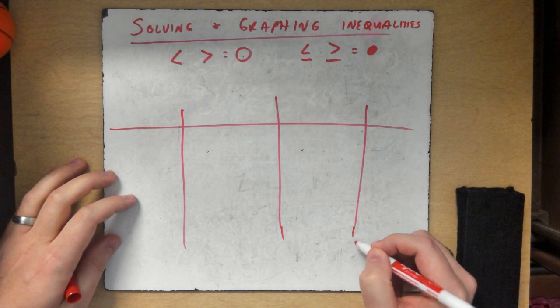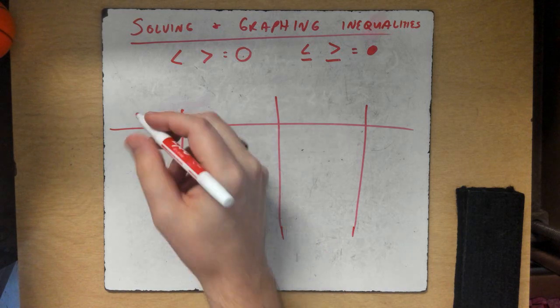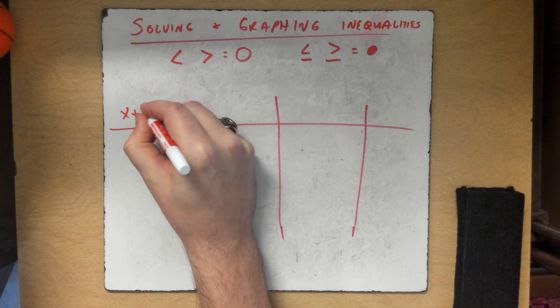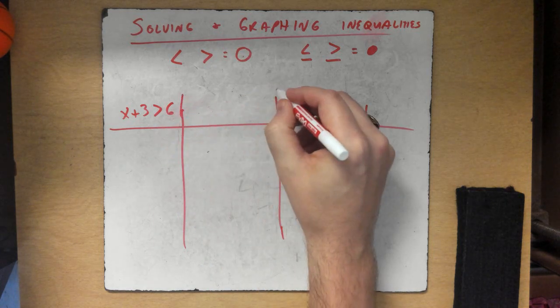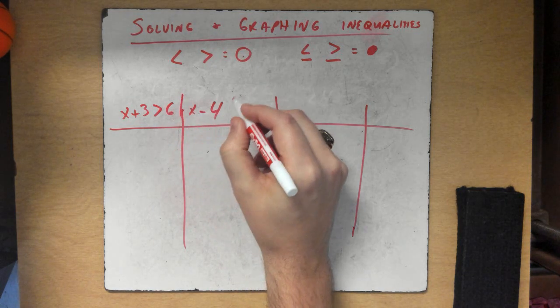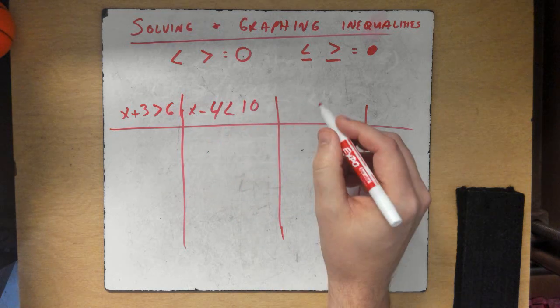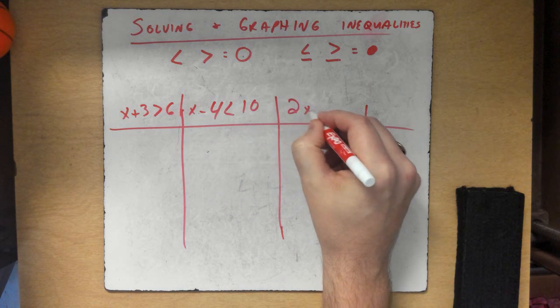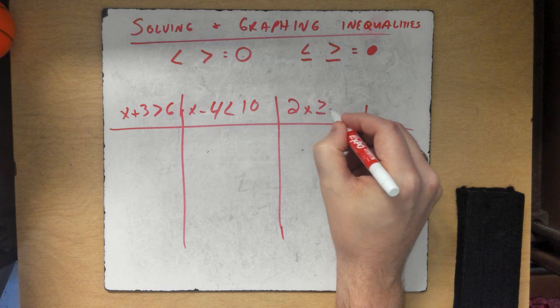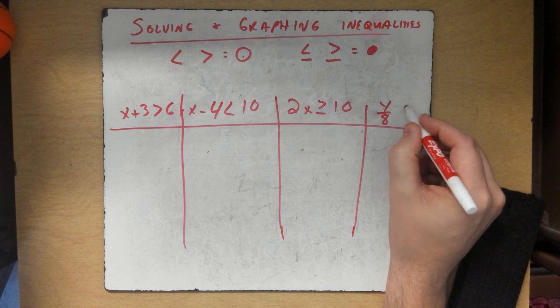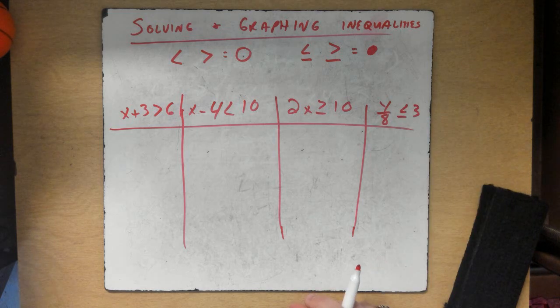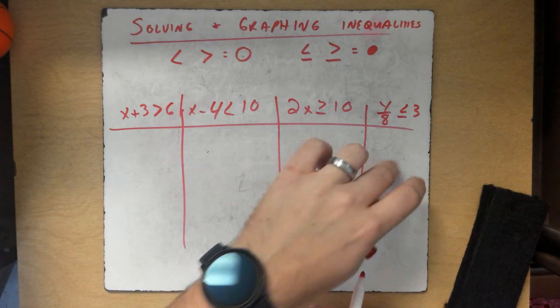I'm going to draw a little chart here, and we're going to do one example of each thing. So we have x plus 3 is greater than 6, x minus 4 is less than 10, 2x is greater than 10, and y over 8 is less than or equal to 3. Okay, so we're going to do one example of each type here, just as a refresher.